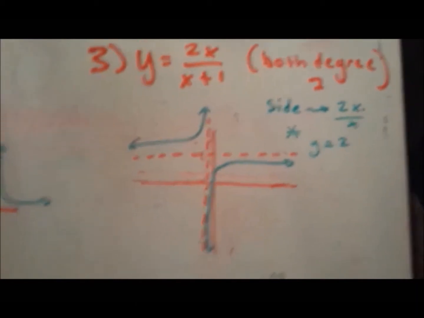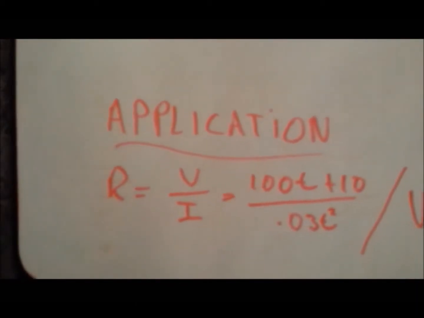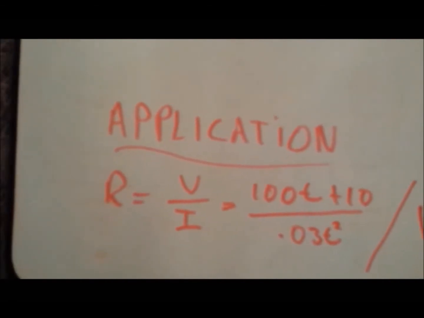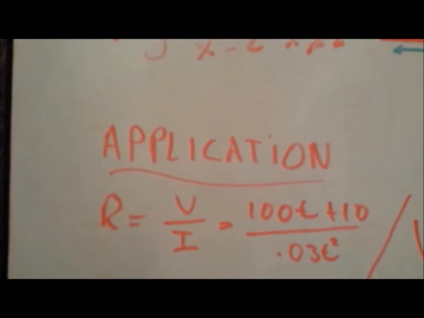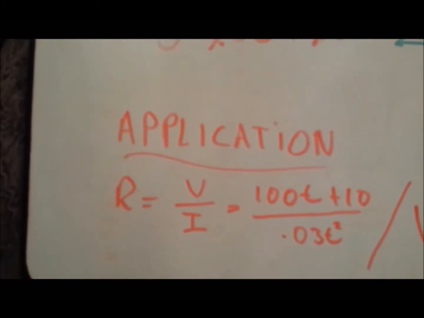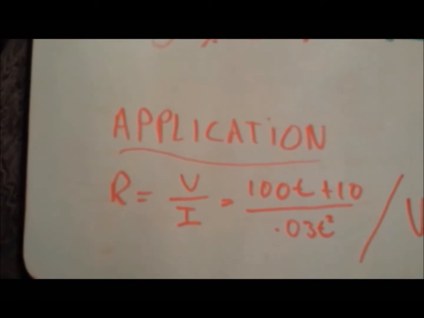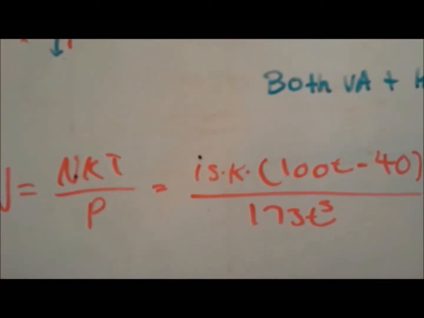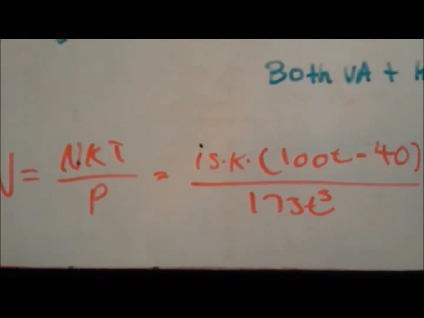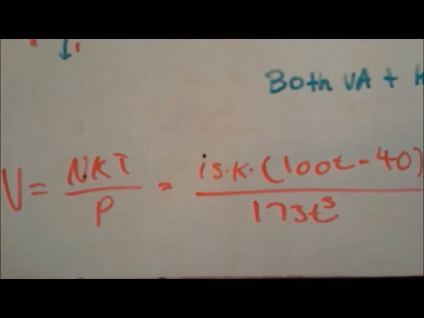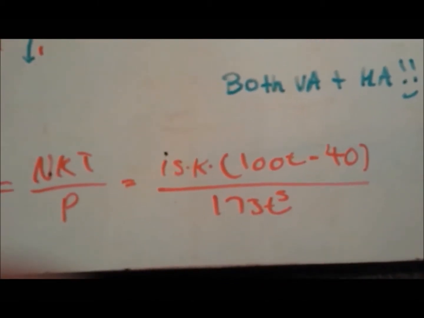When looking at applications with the rational function, thermodynamics states resistance over voltage equals current. In this case, I have 100t plus 10 over 0.3t squared as my function for this application. When looking at thermodynamics, volume equals concentration, K is a constant, T is temperature, and P is pressure. Both are found in the science world and are most commonly used in chemistry.